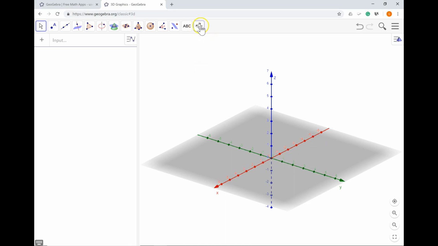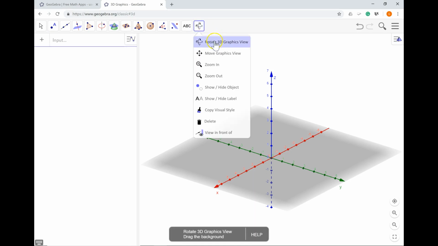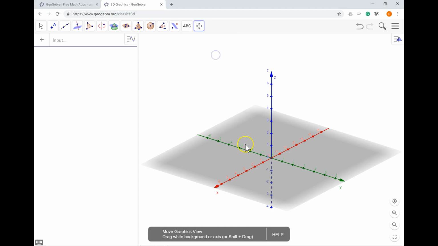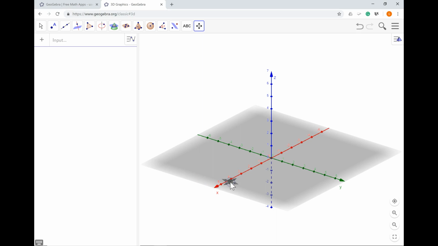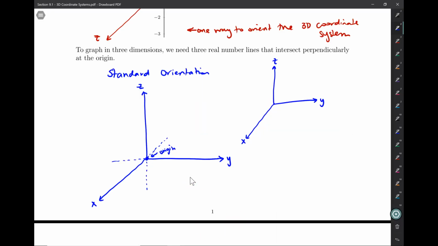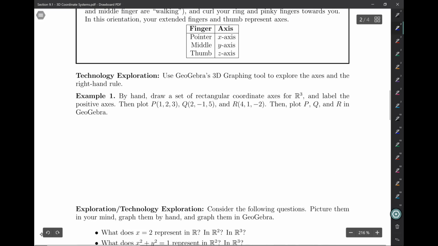So I tend to rotate it and look at it from here. We'll do a little playing around with this, but one thing you can do if you want to adjust your window is go to Move Graphics View, and then if you hover over a single axis, you can zoom out or in along a single direction, which is pretty handy. We will play with that a little more, but let's keep moving forward and look at an example.